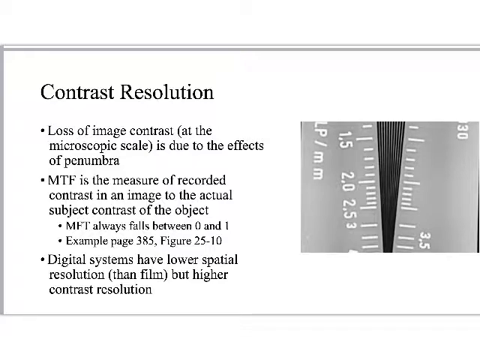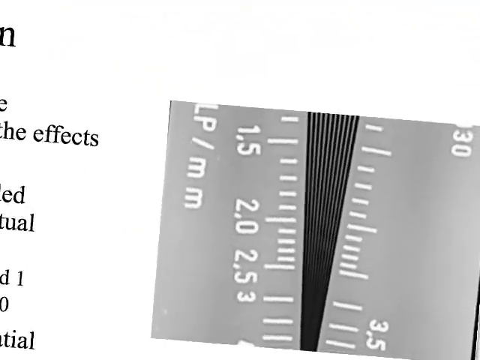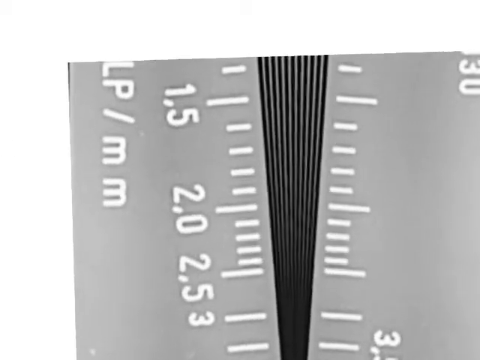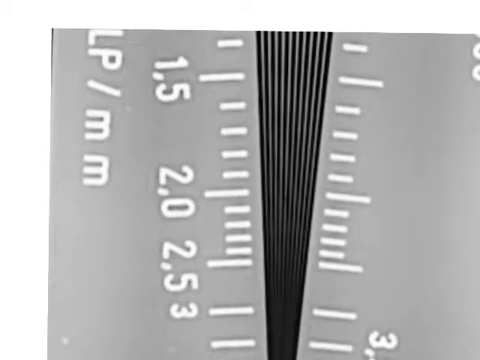Digital systems always have a lower spatial resolution but a much higher contrast resolution than film. They can make all sorts of determinations of this. So as I look at these lines, I mentioned earlier that there was an artifact on the image. I tried to find a picture that didn't have an artifact on it, right?